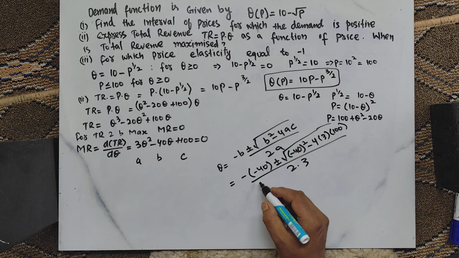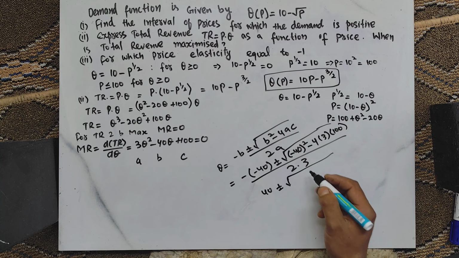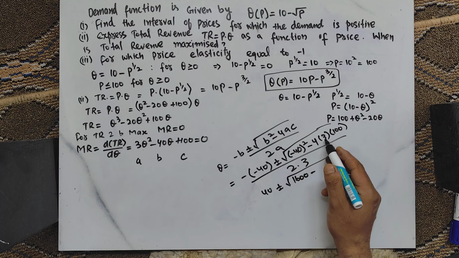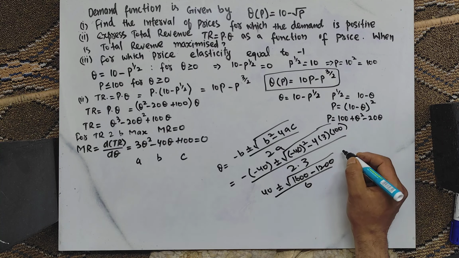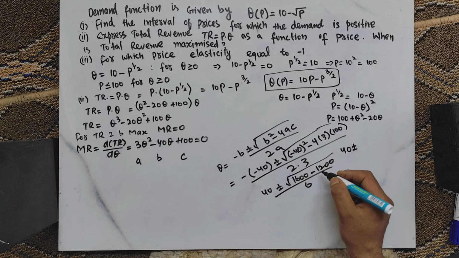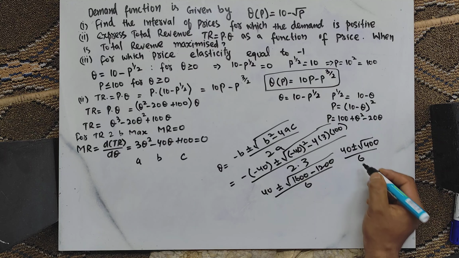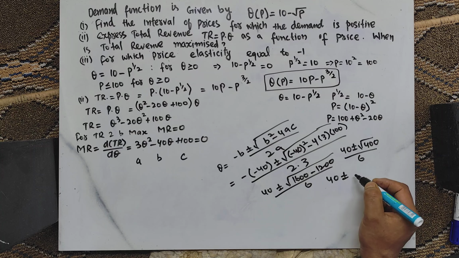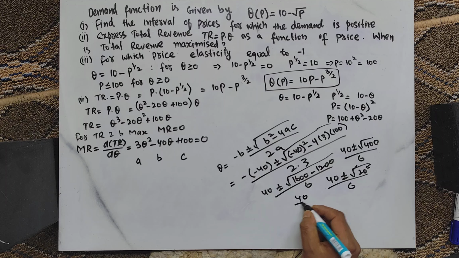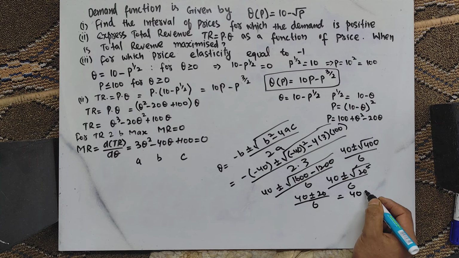So solve it further. Negative into negative is positive, we get 40 plus minus the square of a negative number is positive, so it becomes 1600, minus 4 times 3 is 12, into 100 is 1200, upon 2 into 3 is 6. So we get 40 plus minus square root of 1600 minus 1200, which is 400, upon 6. The square root of 400 is 20, since 20 square is 400, so we are left with 40 plus minus 20 upon 6.